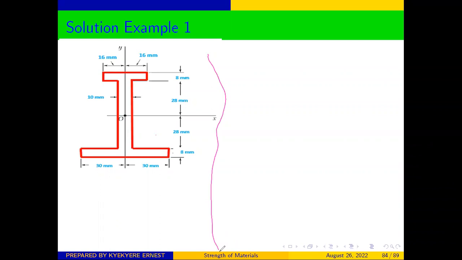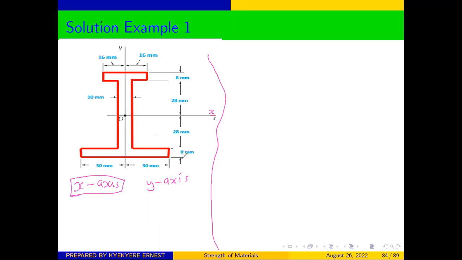The moment of inertia is always determined with respect to a specific axis. So you can be asked to determine the moment of inertia with respect to the x-axis, or with respect to the y-axis. So take note of that. In this case, you are asked to determine the moment of inertia with respect to the x-axis. So the x-axis will only be our focus. Therefore, this x-axis is going to be our centroidal axis.